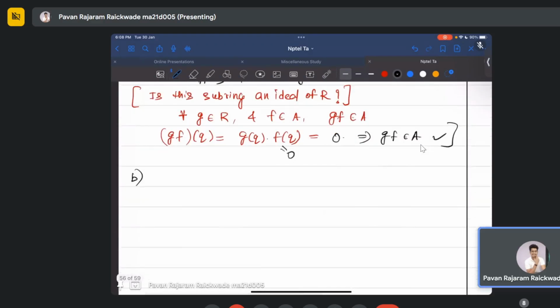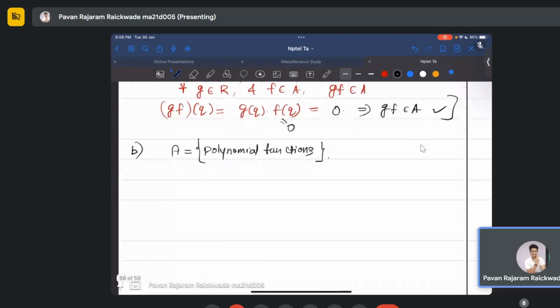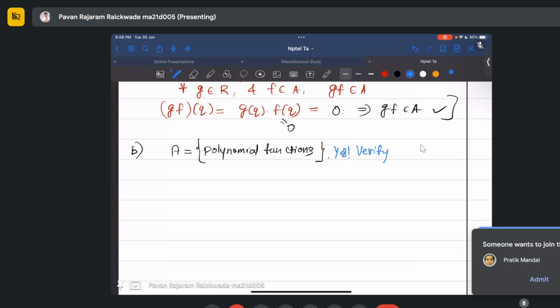Okay. So the second part is, what if A is the set of all polynomial functions? It is very easy to verify that for any two polynomials, the sum is again a polynomial and the product is again a polynomial. So I'll leave this to you. Verify. The answer is yes.